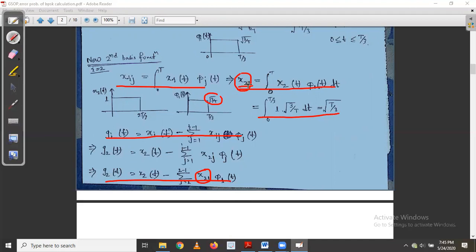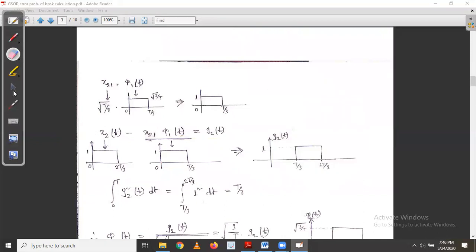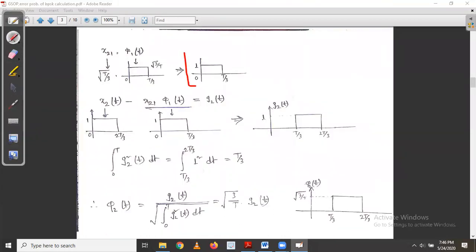That is the product of x21 and phi1t, and phi1t is nothing but 1, because this value and this value are nothing but 1. So this value now is 1. X2t, we know this one, and this product in the form of a waveform looks like this. The product of these two is this one, x2t is this one, subtract.